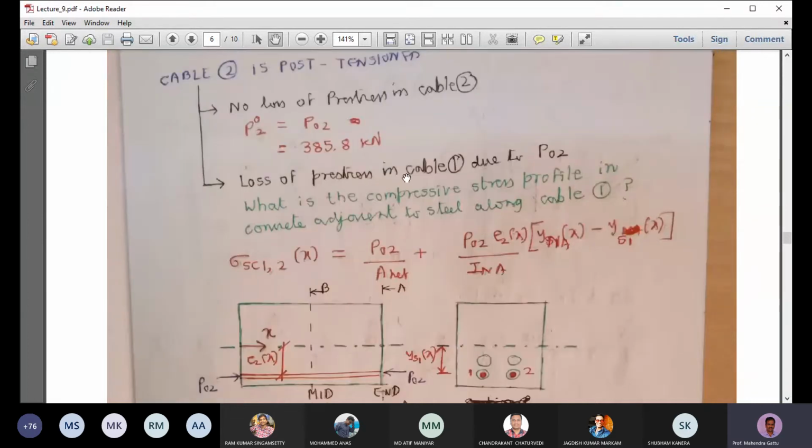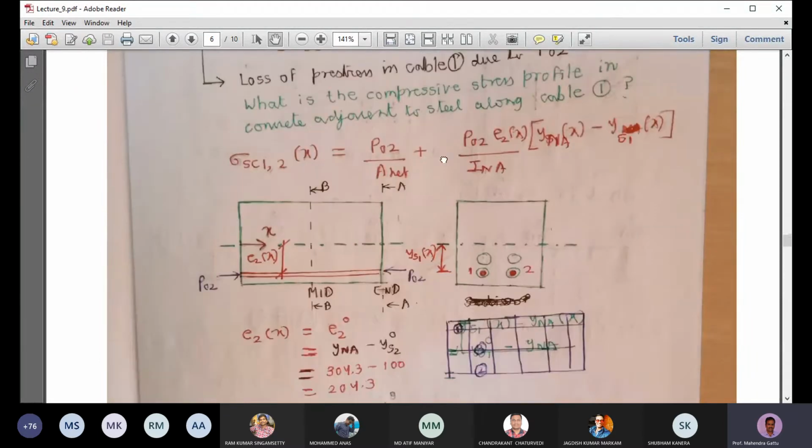So, the loss of pre-stress in cable 1 due to P02. What you're interested in is the compressive stress profile in the concrete adjacent to the steel along cable 1. Let's assume there are cables 1 and 2, both represented by the same line, and you are looking at cable 1. There is concrete along this cable 1, and the concrete along cable 1 will have some compressive stress.